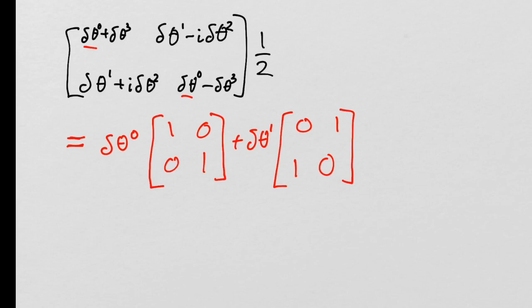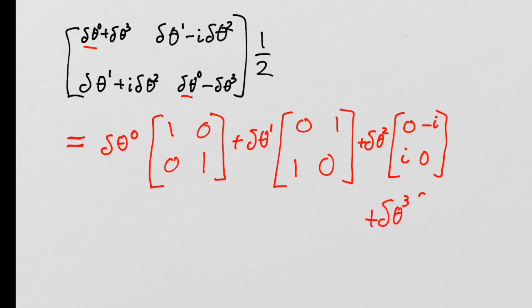Like that. And then plus delta theta 2, and this one has the minus i, 0. And then plus delta theta 3, which is 1, 0, 0, minus 1, like that. Right? So you can kind of see why we broke this down like this, is because we wanted these four things to turn out to be these Pauli matrices, right?